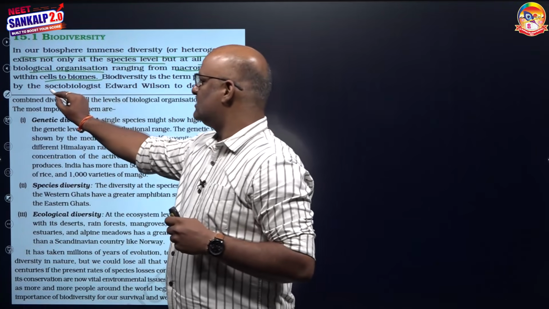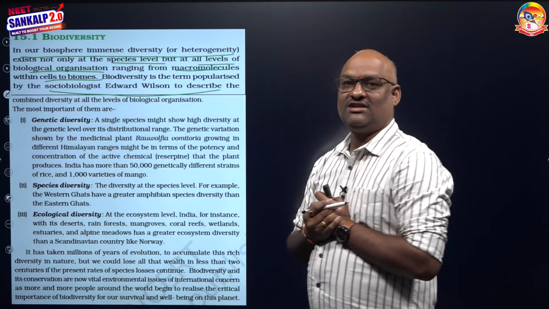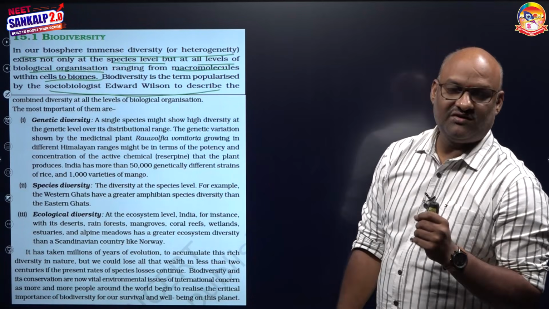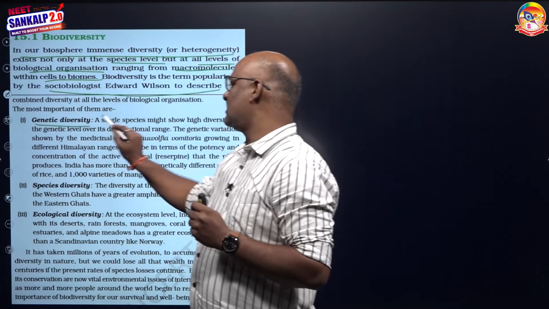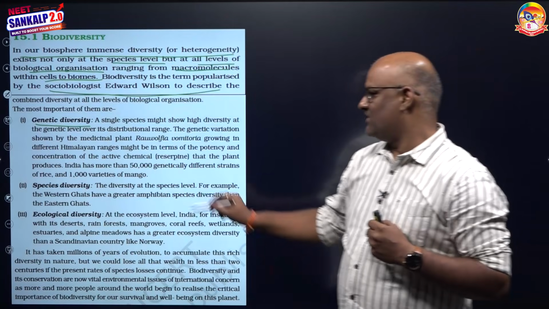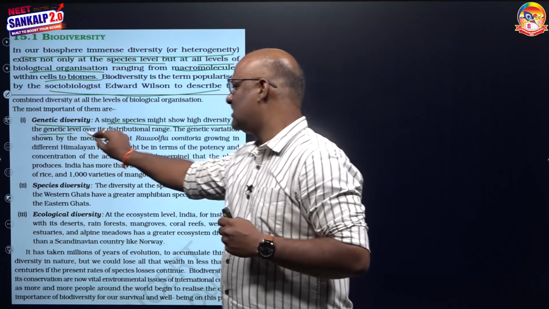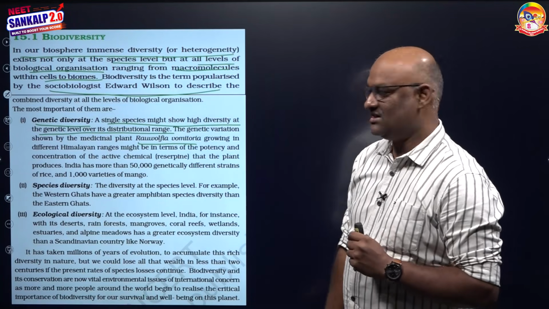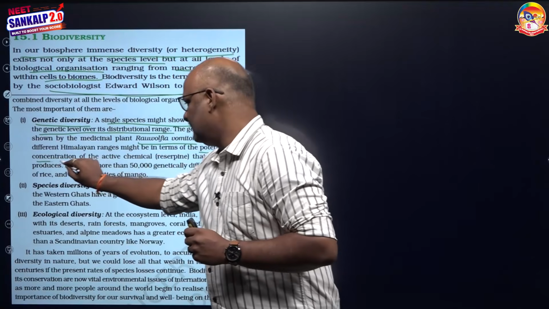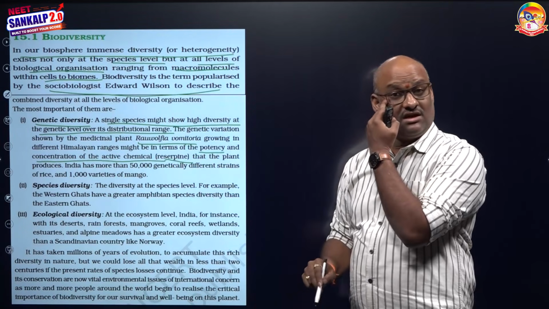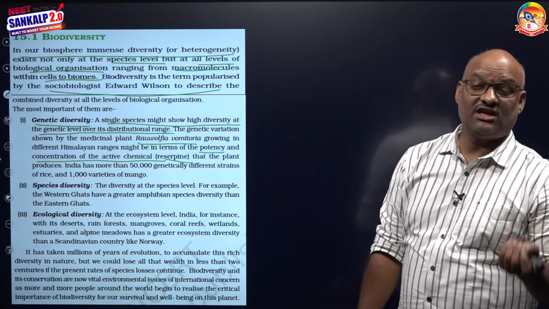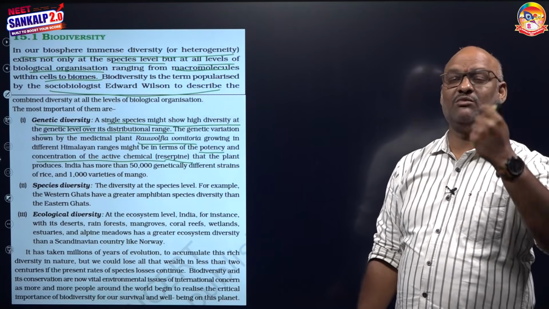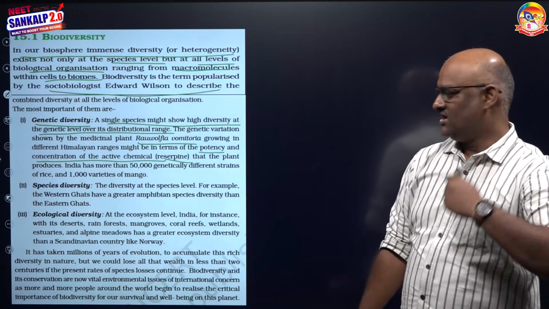The sociobiologist Edward Wilson popularized the term biodiversity. In biodiversity, we are going to see three different types of diversity. The first one is genetic diversity, or diversity at the species level. A single species might show high diversity at the genetic level over its distributional range. For example, Rauwolfia vomitoria growing in the Himalayan regions will differ in terms of the potency and concentration of the chemical reserpine. The amount of the chemical they produce keeps changing across different varieties.